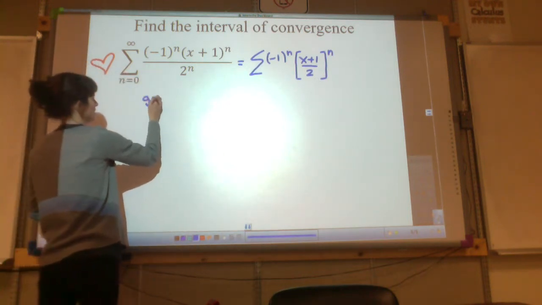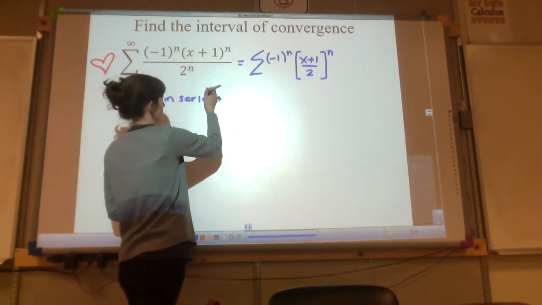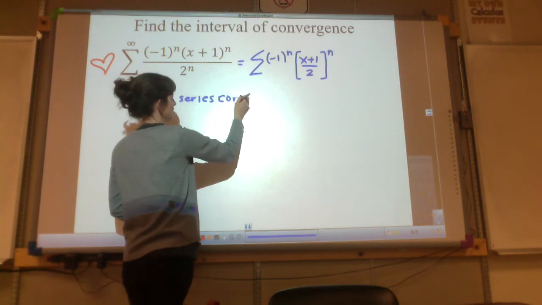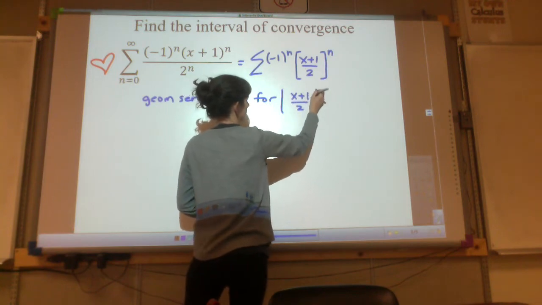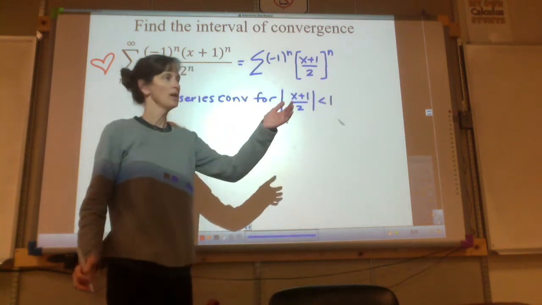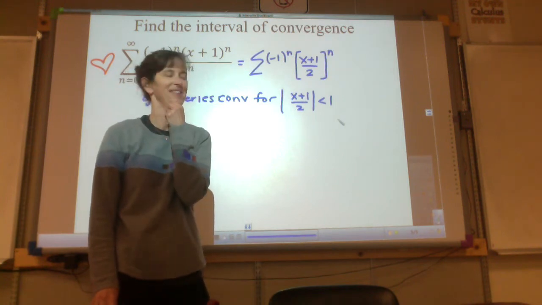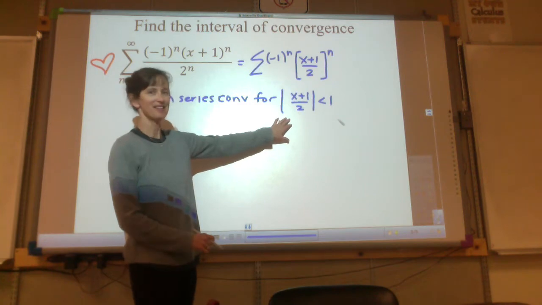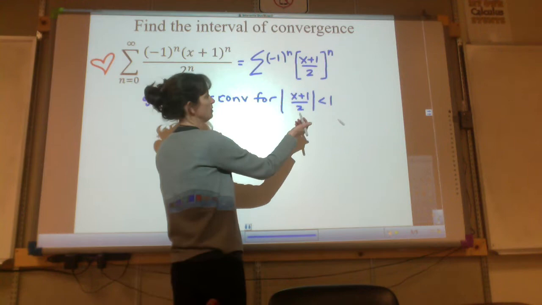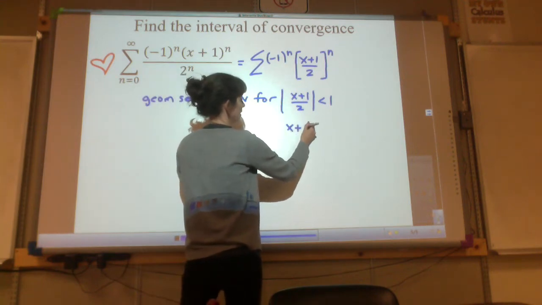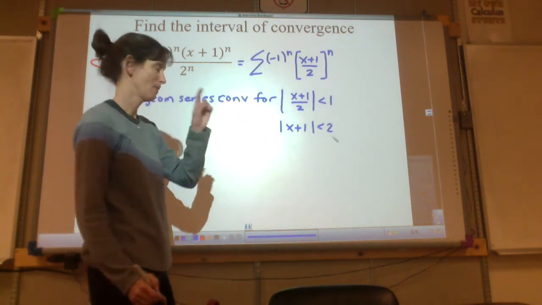So this is a geometric series. R is equal to, I don't even think I need to say that. So a geometric series converges for the absolute value of (x+1)/2 less than 1. Okay, what class is it that you guys learned how to solve absolute values? I wonder if you remember how to do this. So let's remind you how to solve this. We're trying to figure out the interval of convergence, and the first thing we can do is multiply this by 2. Leave the absolute values. Multiply by 2.